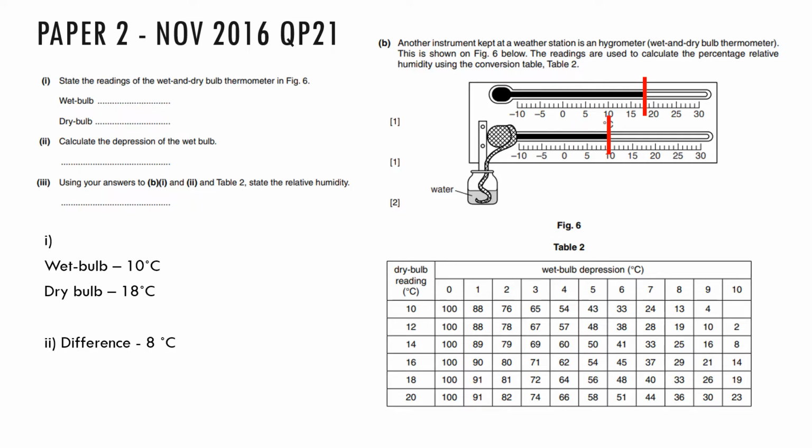Using your answers to BI and I2, state the relative humidity. Well, here we need to move to our table. You can see on the left-hand side it says dry bulb reading. So we go down to 18 degrees. Across, we've got the wet bulb depression, in this case 8 degrees. And where those two lines cross, that is our relative humidity, which is 33%.